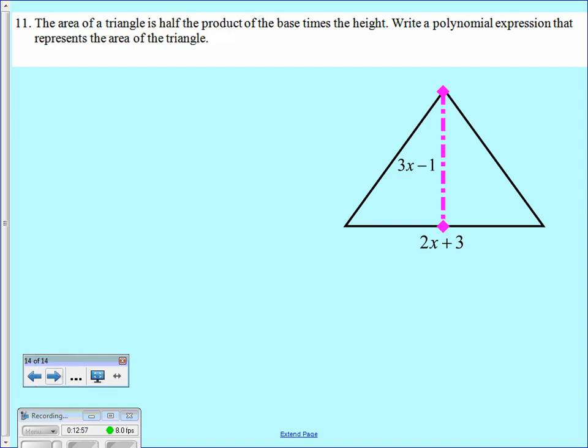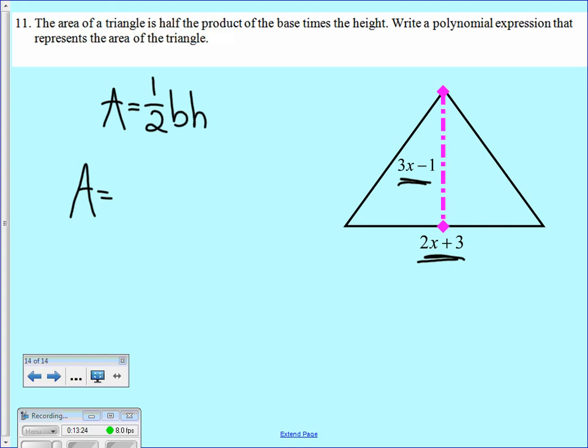Let's take a look at this one. I'm going to set this one up for you, and then I want you to go ahead and multiply it out to give me the answer. The area of a triangle is half the product of the base times height. So let's write that out in words. So area is 1/2 base times height. That's one of those formulas that I want you to be remembering. So here is our base. Here is our height. So let's write out the formula of an area.